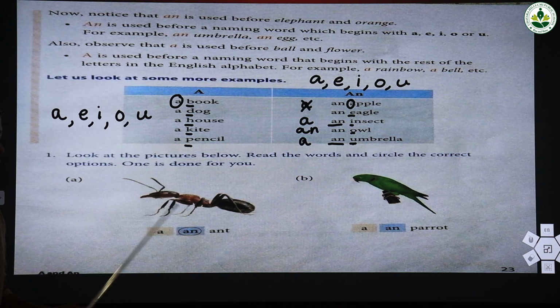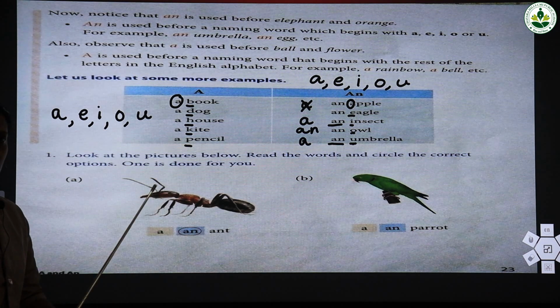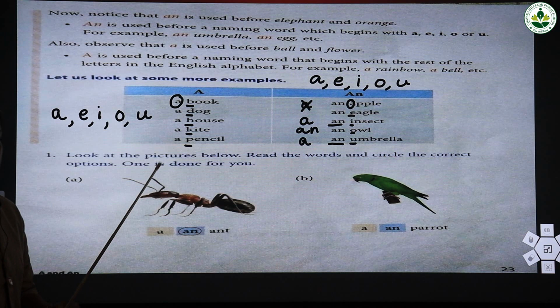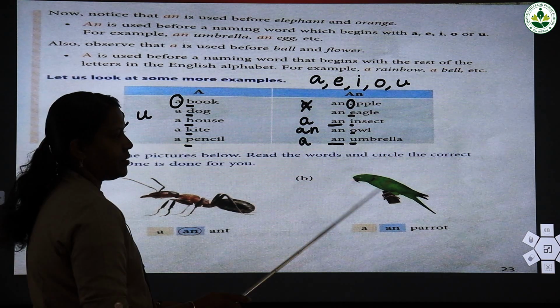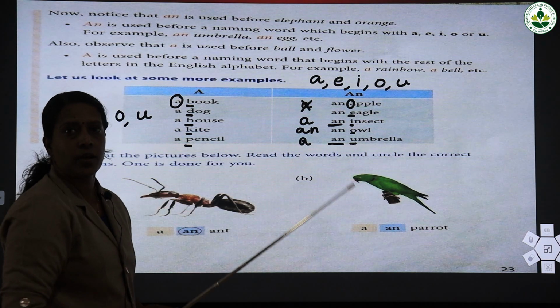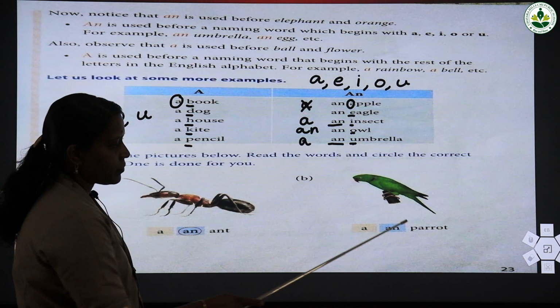What is the first letter? Is it a vowel? A. A is a vowel sound. So we want to use an here. A ant is not correct. The answer is an ant. Okay. So look at the next one. Who is this? This is a parrot. What is the spelling of parrot?